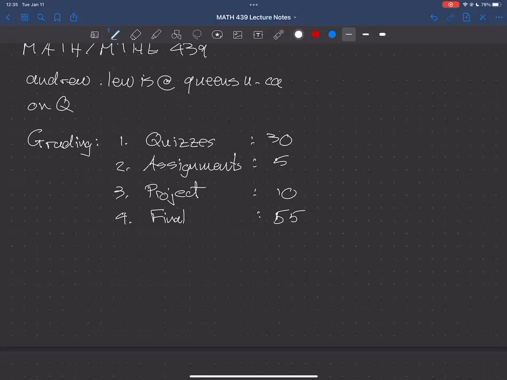There's a project. The project's due on the last day of class. The information about it is on the OnQ page. It won't necessarily make sense to you right now, so you won't be able to start it this afternoon, but you should be able to start it reasonably soon. It's meant to be extremely simple, just a little exercise in bringing together all the things that we do in the course.